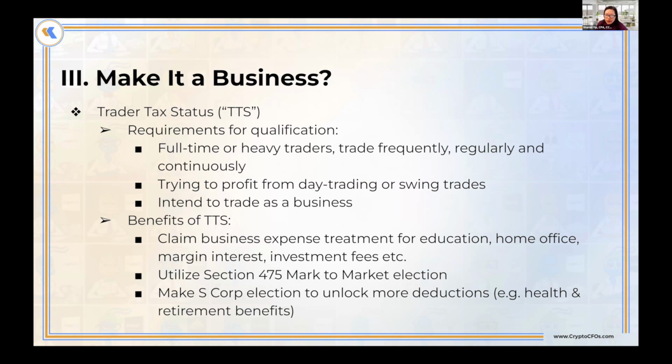Now, if you qualify for trader tax status and you make an S-Corp election for your business, you can unlock additional tax deductions such as health and retirement benefits. So in this case, it does make sense to use an S-Corp for your crypto investment.